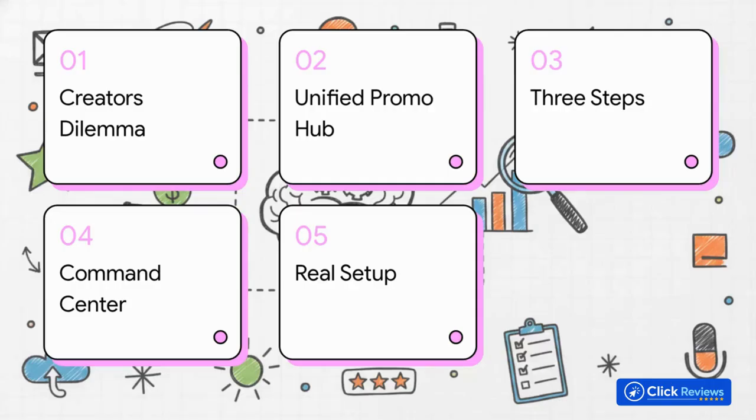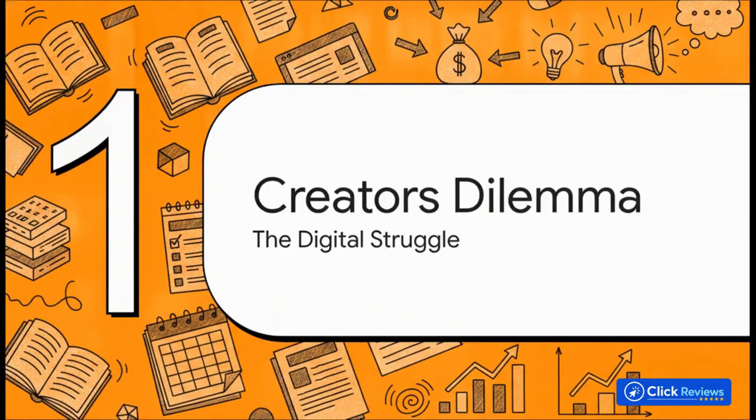So here is our roadmap for this explainer. 1. The digital creator's dilemma. 2. A unified promotion hub. 3. 3 steps to promotion. 4. Inside the command center. And finally, 5. The real setup requirements. Let's start with Section 1, the digital creator's dilemma.